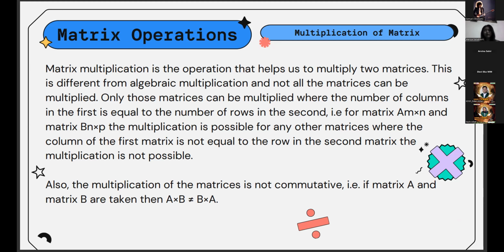For example, for matrix A, m multiply n, and matrix B, n multiply p, the multiplication is possible. For any other matrices where the columns of the first matrix are not equal to the rows in the second matrix, the multiplication is not possible. Also, the multiplication of matrices is not commutative. In other words, if matrix A and matrix B are taken, then A multiply B is not equal to B multiply A.